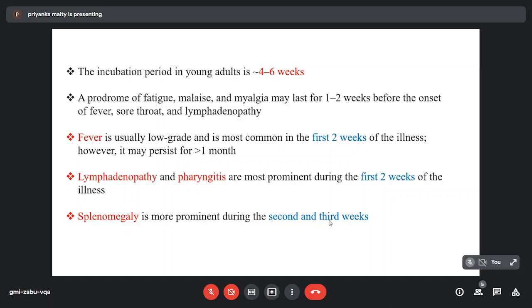Fever is usually low grade and is most common in the first 2 weeks of the illness. However, it may persist for more than 1 month. Lymphadenopathy and pharyngitis are most prominent during the first 2 weeks of illness. Splenomegaly is more prominent during the second and third weeks.